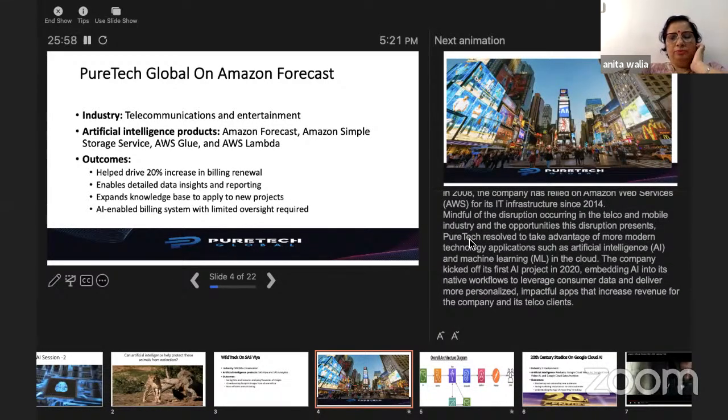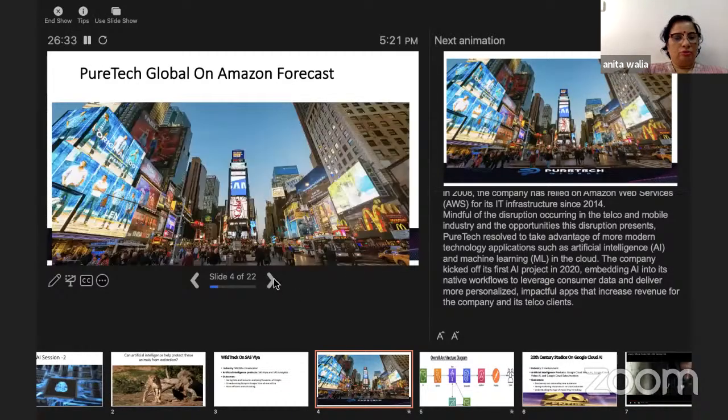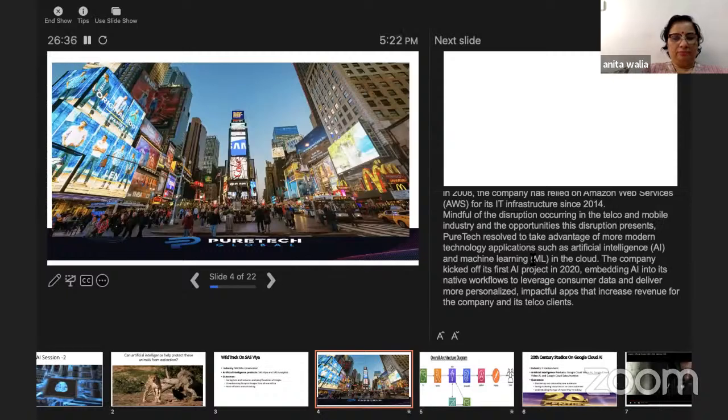And through the mobile apps, through which they were providing the solution, they tried to understand how they could increase the number of renewals in the subscriptions, how they could understand each country where they were expanding, what content the consumers in that region and country would like, and how AI will enable the billing system with certain things. So I will take you to that site also. This is the PureTech global company.